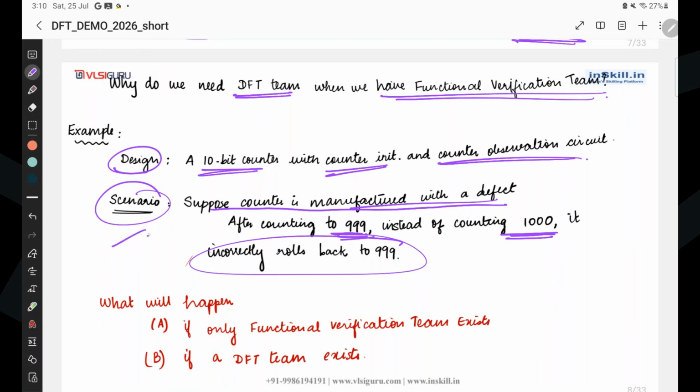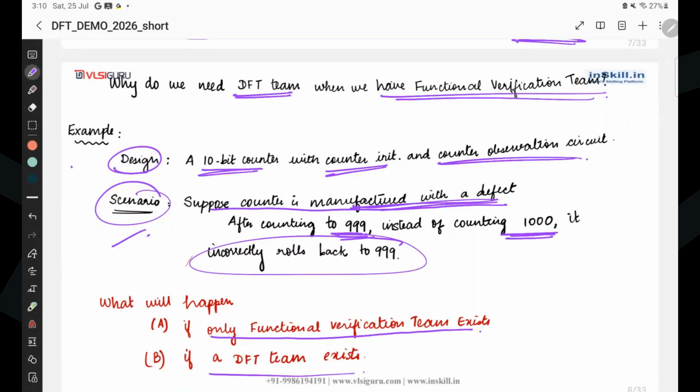Suppose the counter has been manufactured with a defect, so after counting 999, instead of counting 1000, it incorrectly rolls back to 999. Now we will try to understand what will happen if only a functional verification team exists and what will happen if a DFT team exists.